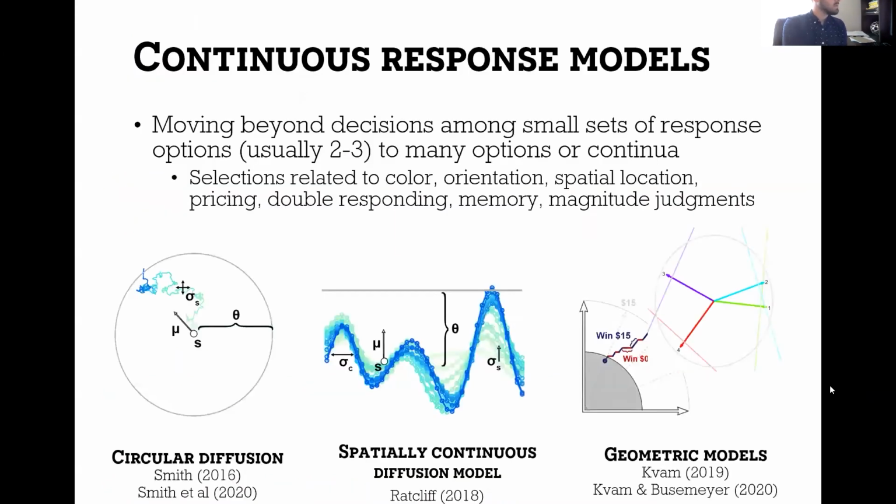Particularly from the perspective of continuous decision-making models. What I'm going to talk about today is driven by the recent development of continuous response models. When we want to move beyond modeling decisions between 2 to 3 or 4 options, we want to predict decisions among things like color wheels or different spatial orientations or spatial locations, things like prices or magnitude judgments. We need a different class of models.